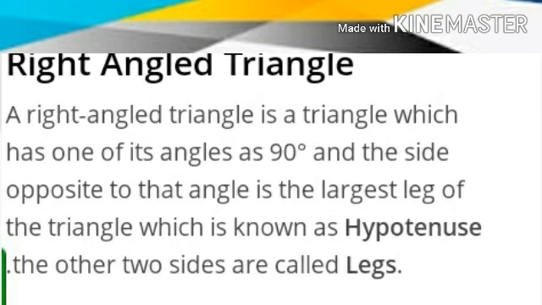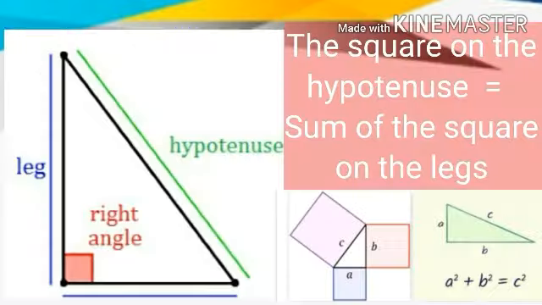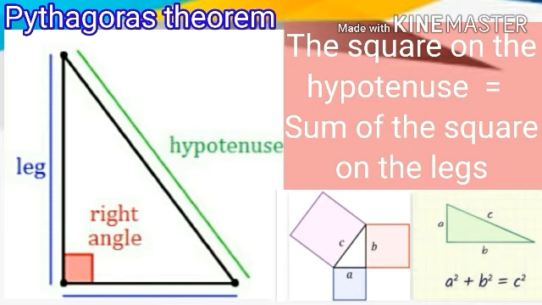Right angle triangle. A right angle triangle is a triangle which has one of its angles as 90 degrees, and the side opposite to that angle is the longest side of the triangle, which is known as the hypotenuse. The other two sides are called legs. Pythagoras theorem. In a right angle triangle, the square of the hypotenuse equals the sum of the squares of the remaining two sides. Means the square on the hypotenuse is equal to the sum of the squares on the legs. A square plus B square is equal to C square.